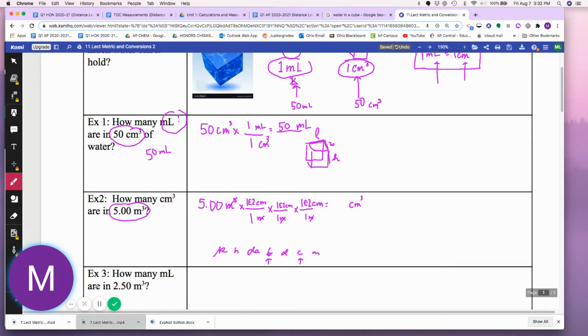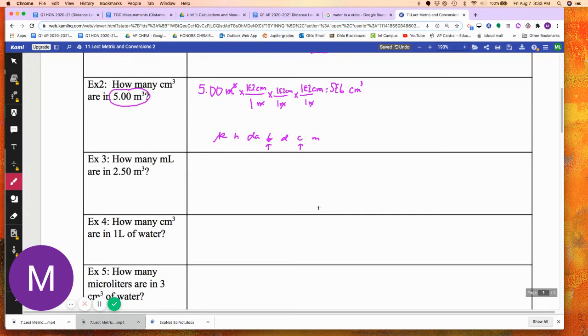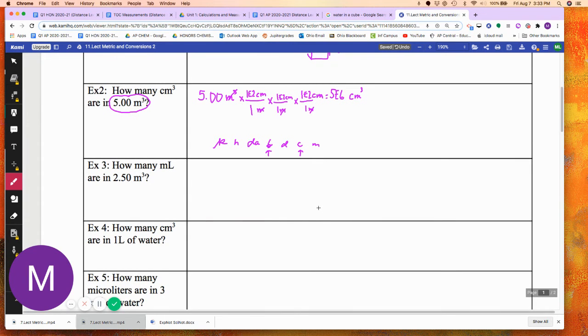Pause this video and calculate the answer, please. Okay, so the answer would be 5E6. So it would be 5 times 1E2 times 1E2 times 1E2 equals 5E6. Okay? Next, for this problem, you're given a huge cube, and they want you to convert it to something that is liquid. So what you must do for this is convert this first to centimeters cubed, so do it three times, then you can convert it to milliliters. Pause the video and write the answer, please.